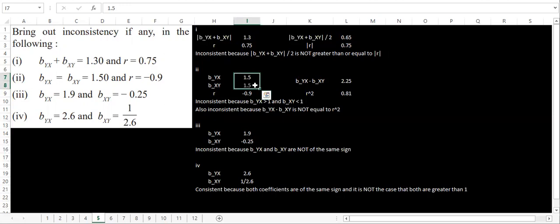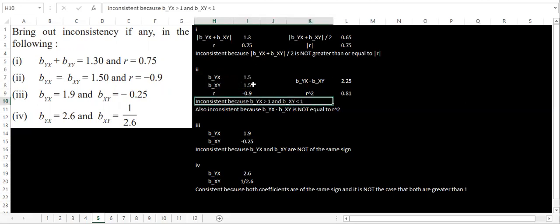For the second one, we have both the regression coefficients to be 1.5. That's very inconsistent, first of all, but let's go with the problem. We are also given the value of R, which is negative 0.9. One thing that is very inconsistent here is that both regression coefficients are more than 1, which is invalid. You cannot have both of them more than 1. That's one condition that the regression coefficients should satisfy. So that is one inconsistency.